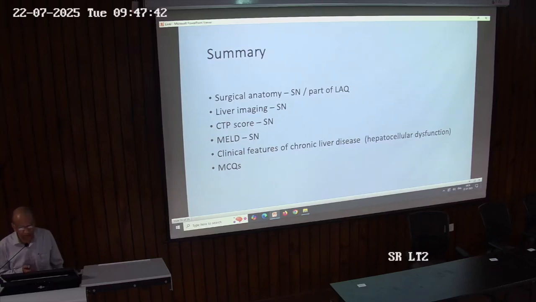Arises from the foregut. Okay. Segment 5 would be a part of the right lobe or the left lobe? Right lobe. So if you've been paying attention, you'll be able to answer that. Okay. Which system supplies the majority of blood to the liver? Portal or hepatic artery? Portal, 75%. These are some of the MCQs which going forward for your NEET, PG entrances and all, you'll need to know. Any questions?